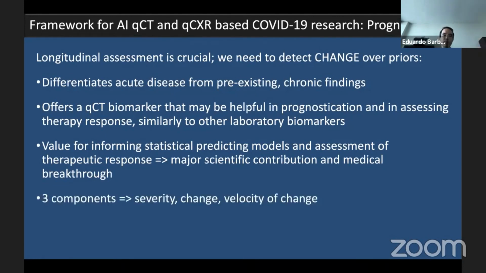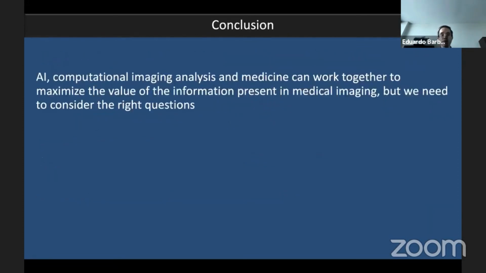And finally, we have to always think about those three components: severity, change, and velocity of change. Severity basically means how much of the lung is involved by the patterns that are likely to be related to COVID-19 that we discussed before. How does it change over time, and how fast is it changing over time? So my last slide conclusion is that I do believe that artificial intelligence, computational imaging analysis, and medicine can work together in order to maximize the value of the information that's present in medical imaging, as long as we're able to address questions that are meaningful and relevant.